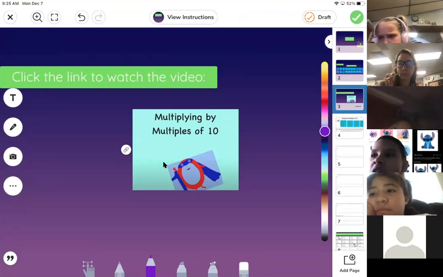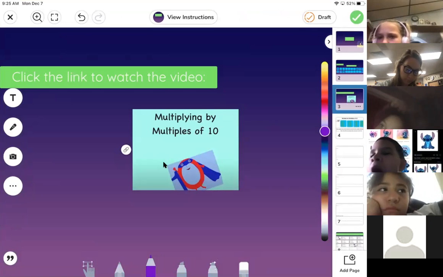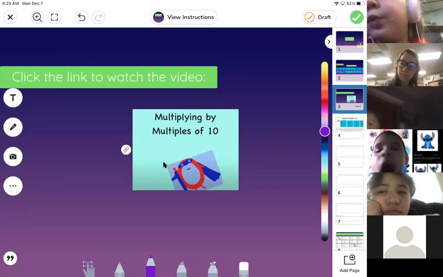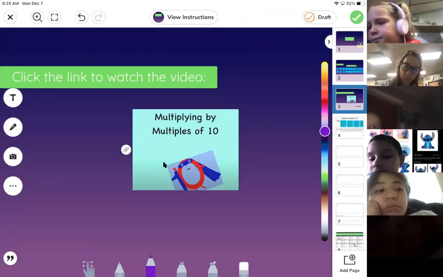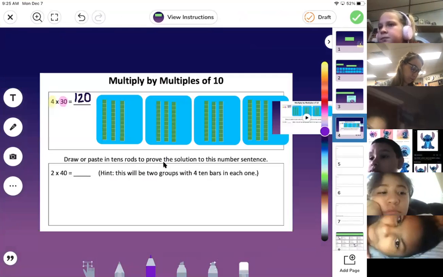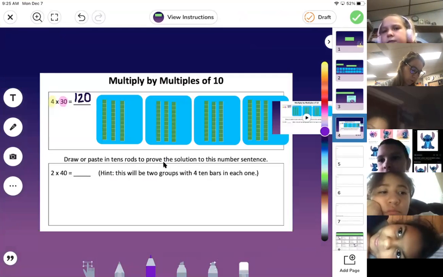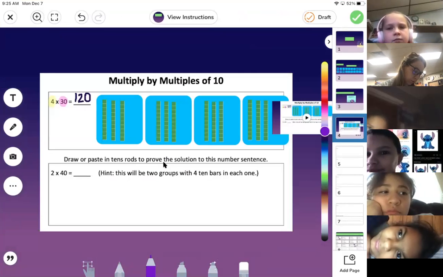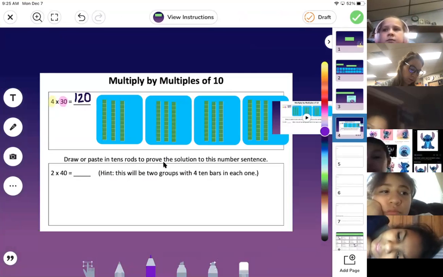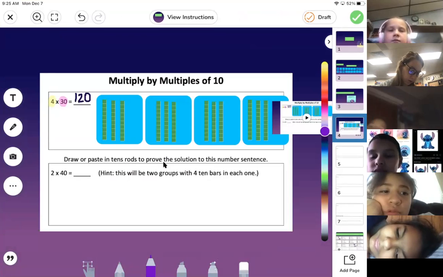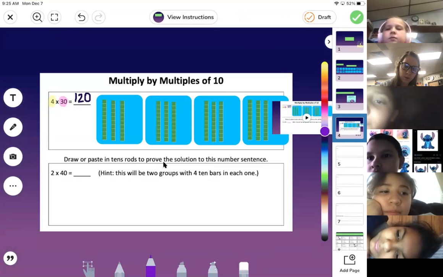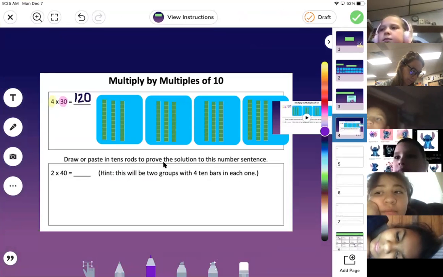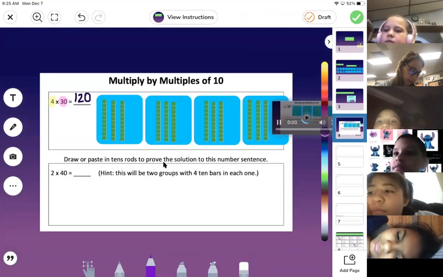So, was that super duper difficult? All I had to do was watch that link. Moving on. Multiply by multiples of 10. 4 times 30 equals 120, and it shows you it. It also has a little play button here. What do you think I should do with this little play button? Play it. That's a good idea.